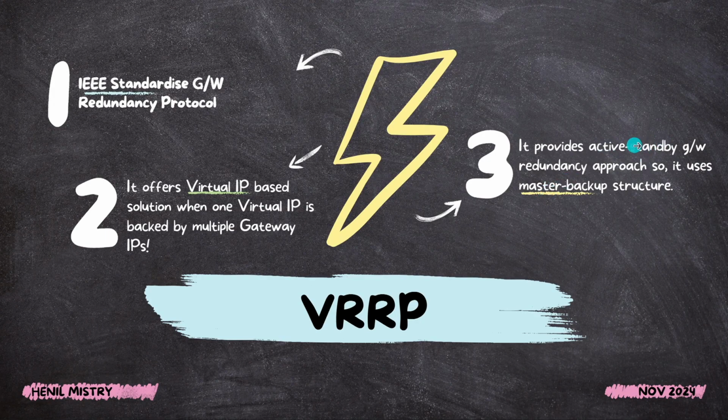So what is the meaning of active standby? We have seen that in the last video. Let's say there are two devices that we want to act as a gateway, right? And there will be one virtual IP. But when we are using VRRP, only one of those gateway IPs will be active, and one will be in standby mode. So we are providing gateway redundancy, but we are not providing any load balancing.